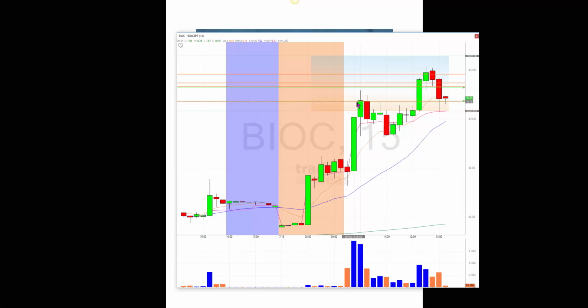So what I did do though is I watched this one and I pulled back, and I said in the room, just before I took my break, my trigger is if it could take out the high. There's the body of that candle, and the top of that candle right there. I thought, if we get to that high right there, I'll probably take the trade. And that's exactly what happened.